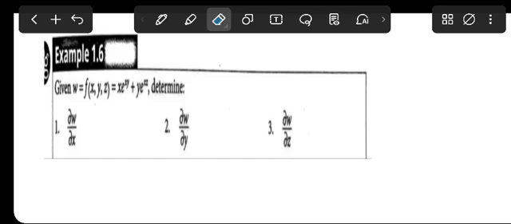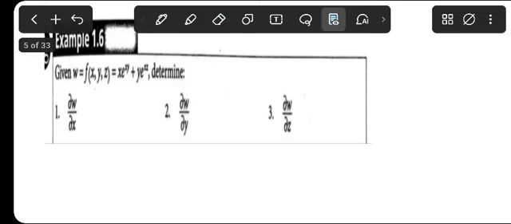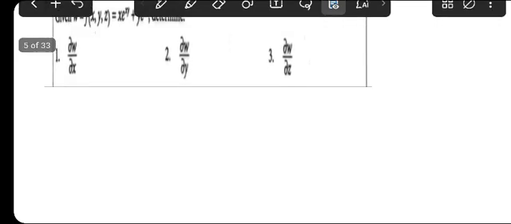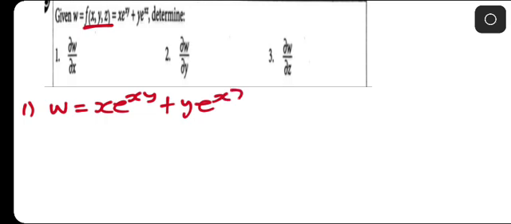Okay, let us check. So we have number one. I can write that equation. I can call it w. It's up to you whether you want to call it that; it is one and the same thing. Say x e^(xy) plus y e^(xz). So we are supposed to find the partial derivative of this with respect to x.